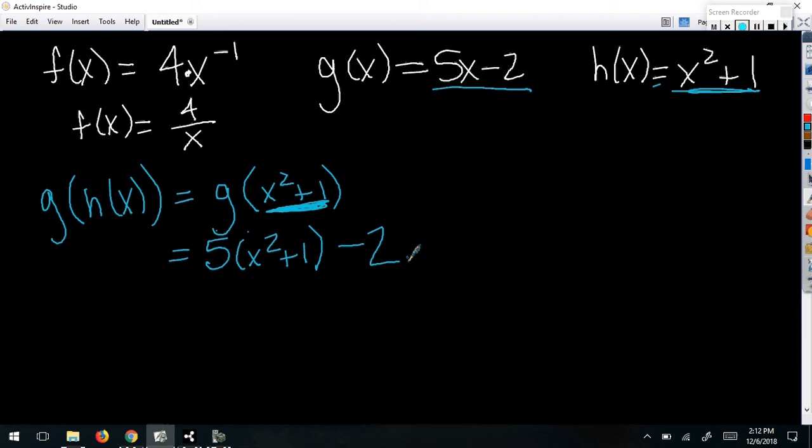Okay, can I simplify that any? Yes. Distribute. I get 5x squared plus 5 minus 2. Like terms? 5 and negative 2, which is 3.